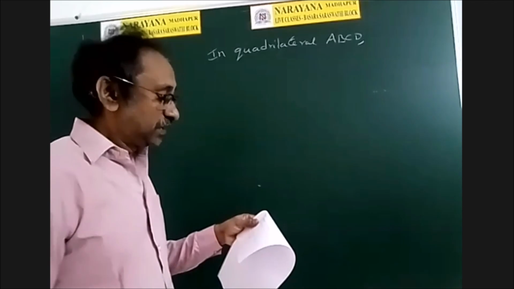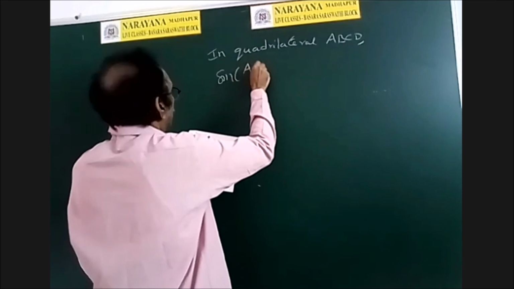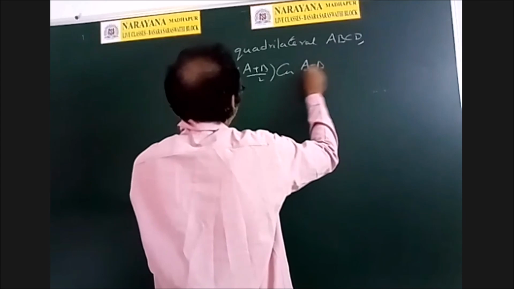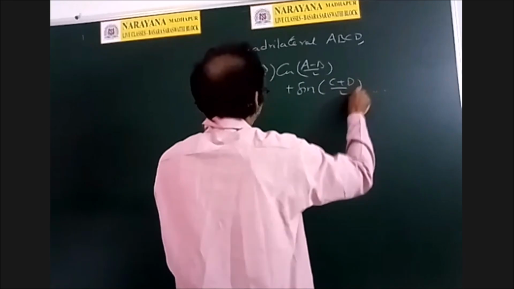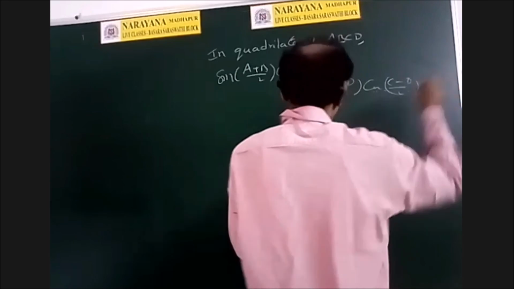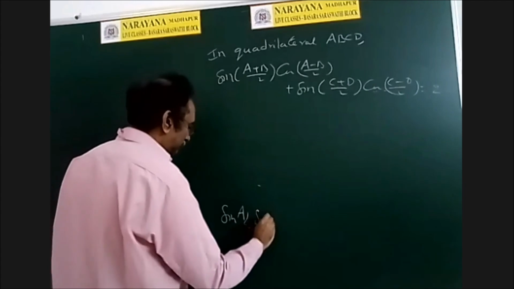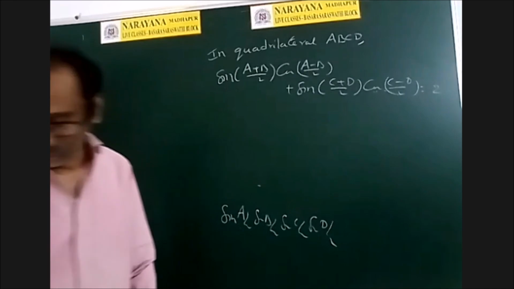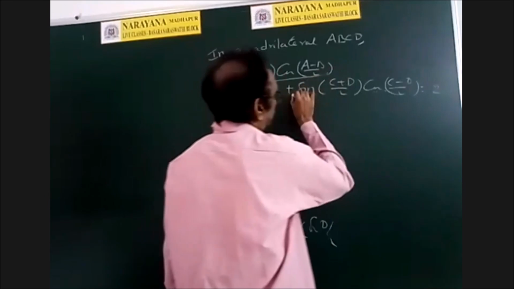Okay, see, in quadrilateral ABCD, now do this problem, time is over. So I conclude with this problem. Sin A plus B by 2, cos A minus B by 2, plus sin C plus D by 2, cos C minus D by 2 is equal to 2. Then find the value of sin A by 2, sin B by 2, sin C by 2, sin D by 2. So that is the question. Now, you can do the problem, but I will do it because there is no time.